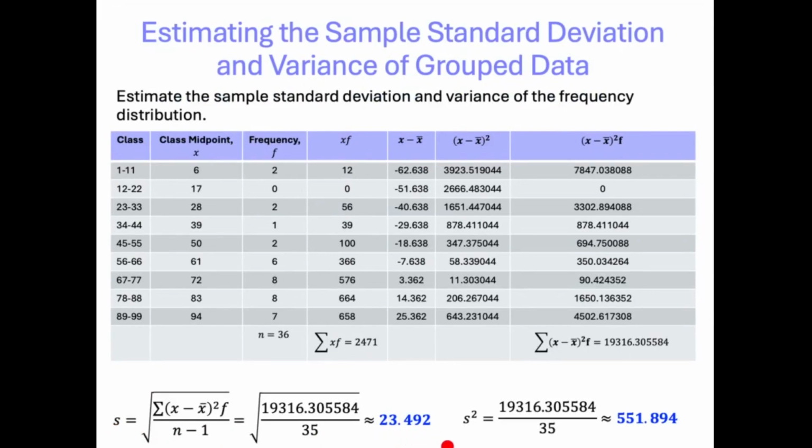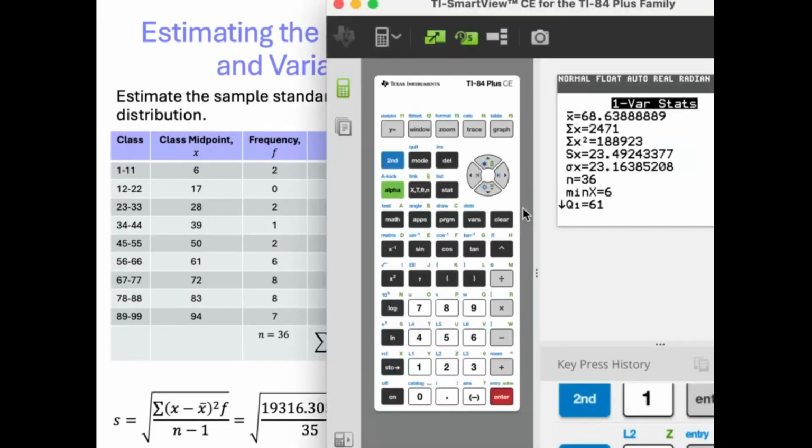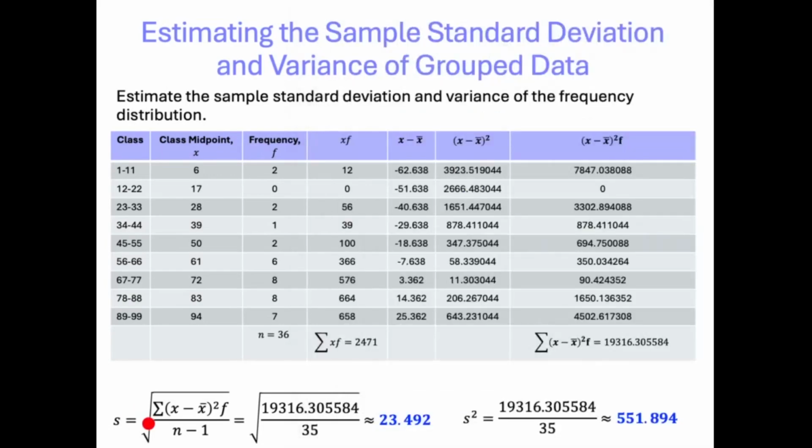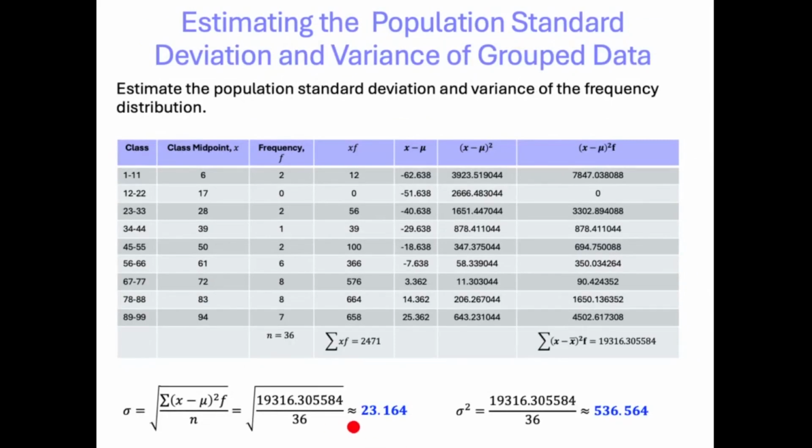And of course, the calculator doesn't give us a variance. We need to square it manually to get that. And then sigma, the population standard deviation, which again, notice it's smaller than the sample one, it should be, is about 23.164. And we should see that from our calculations from it. And that's what we see. It's approximately 23.164. And then we can square that again to get the population variance.